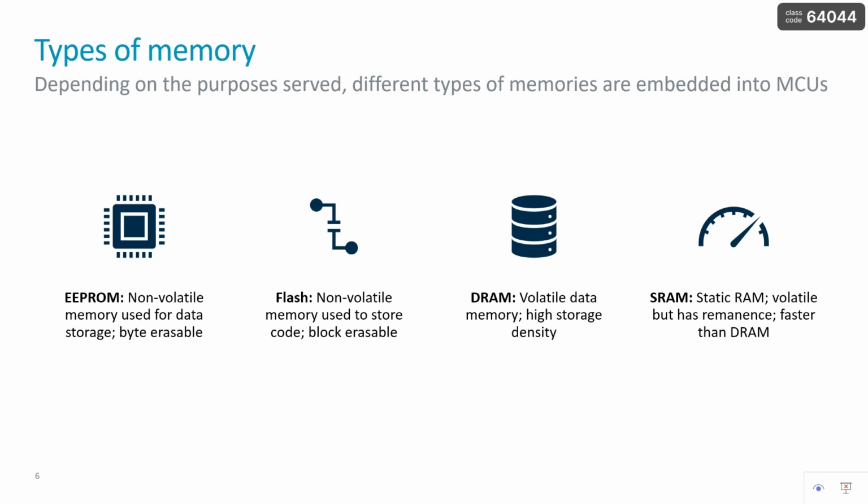The DRAM is so volatile. That means the data stored is lost when the circuit is unpowered.